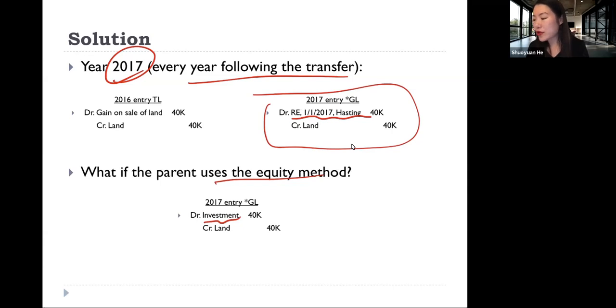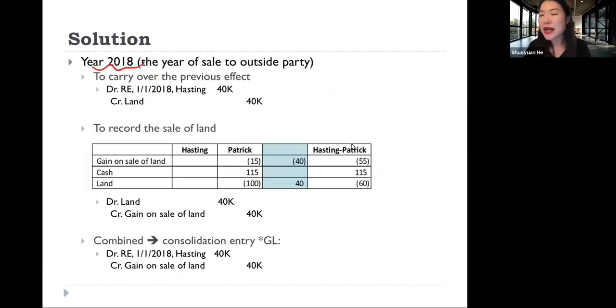In this situation, we're assuming year 2018 is the year that Patrick is eventually selling the land to the outside party. So there are actually two things happening here. First, we need to repeat the star GL entry, the first version, which is what we have been doing up until this year, which is to debit the seller's retained earnings and credit land. So this is to carry over the previous year's effect.